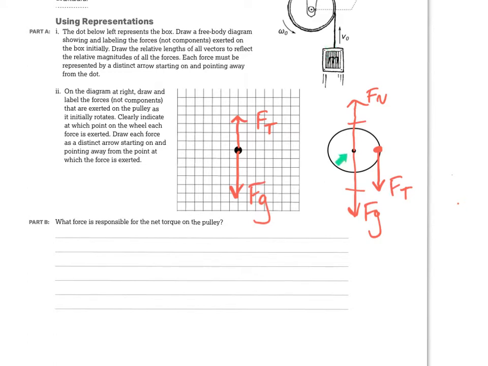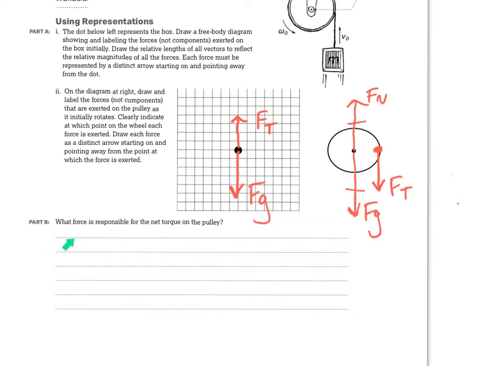Then over to the pulley, at this position right here, you have gravity pulling down and you have the normal force pushing right back up. Those are balanced, but that leaves the tension force out here that is unbalanced, and that tension force is at a radius away from the pivot point, and that's going to cause torque.